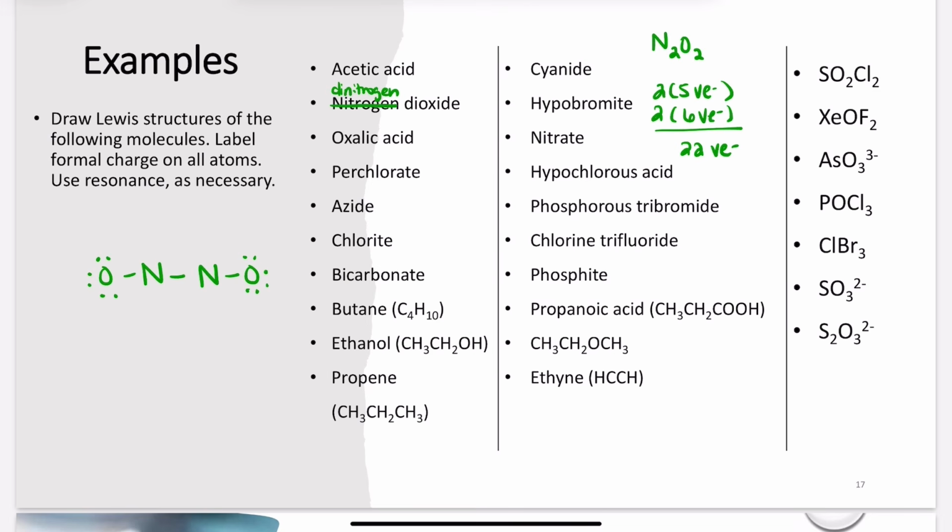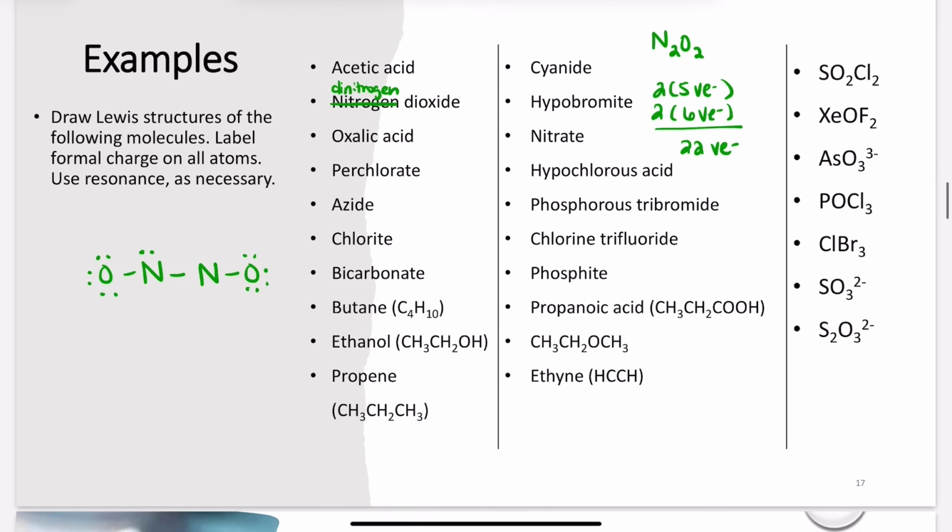and check how many electrons I've used. 2, 4, 6, 8, 10, 12, 14, 16, 18. I've used up 18 electrons so far, 20, and 22. Now, my nitrogens do not have their octet yet. So what I'm going to do is borrow from those oxygens, forming a double bond to the nitrogen. Borrow from the oxygen, form a double bond to the nitrogen. Now my nitrogens have their octet, my oxygens have their octet.